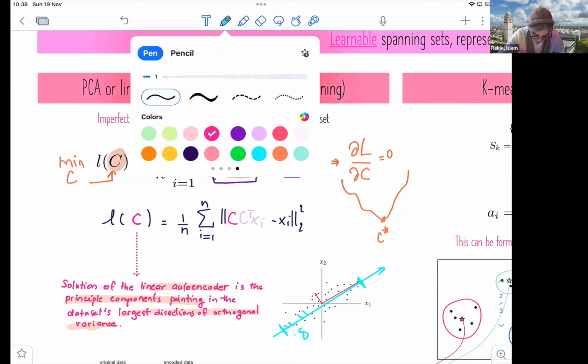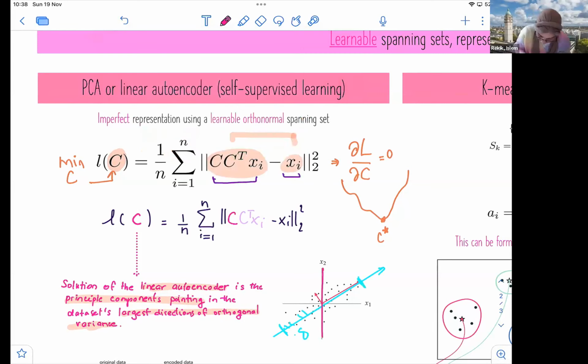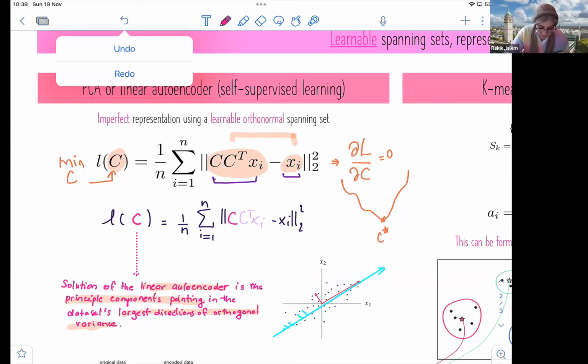But if you project the data onto this axis, for example, you will see that it will blend into this segment, and this segment, delta prime, is actually smaller than the first blue delta. So basically, this is not the maximum variance. When you do PCA, you actually learn a spanning set of your linear subspace that maximizes the variance of the data.